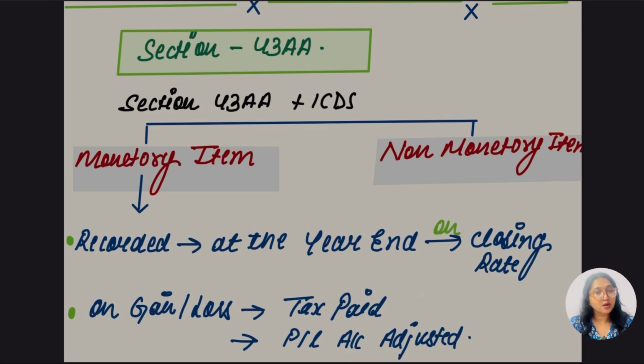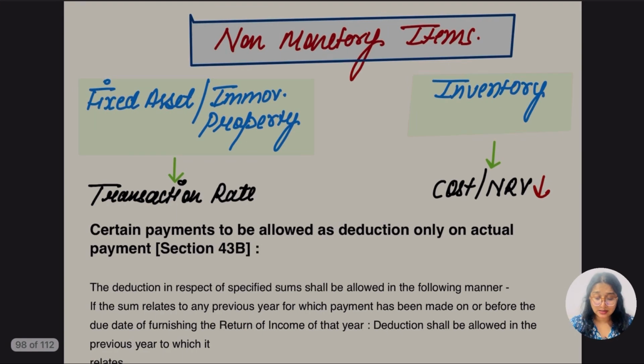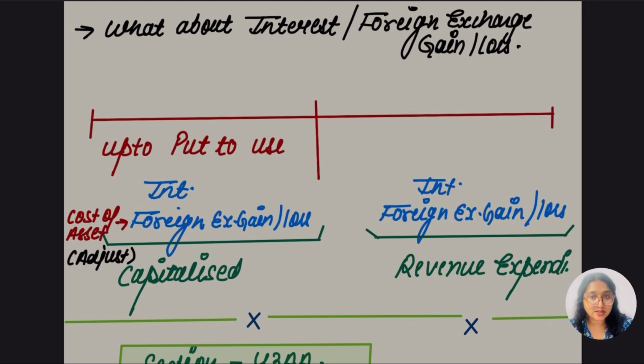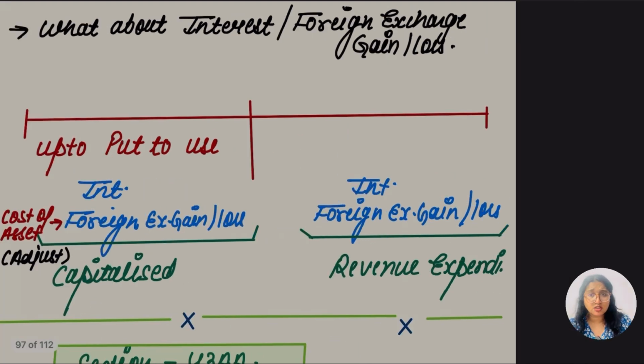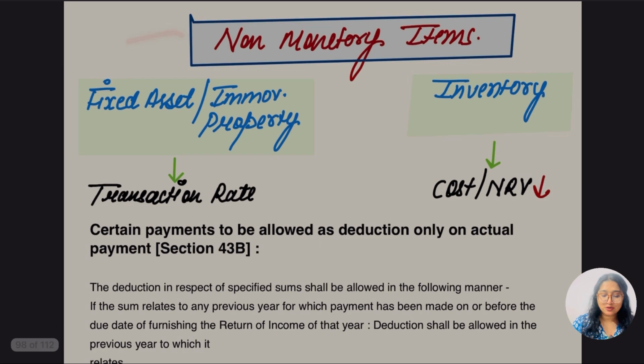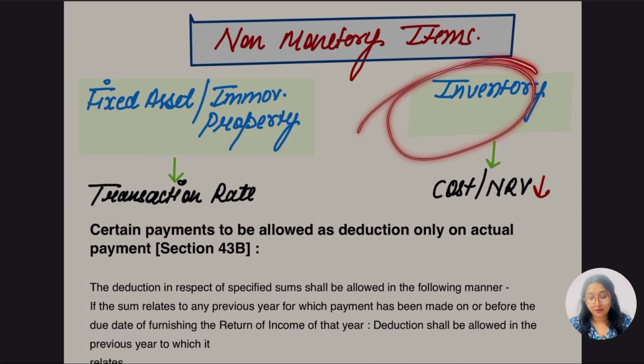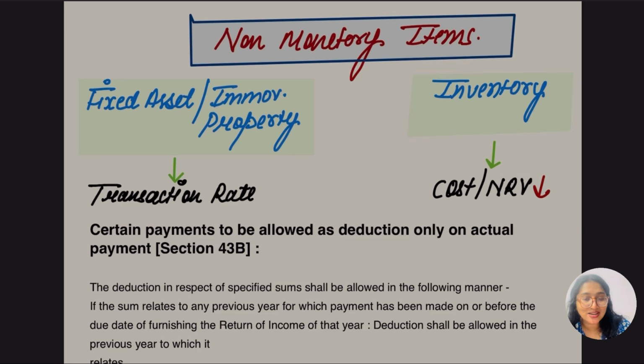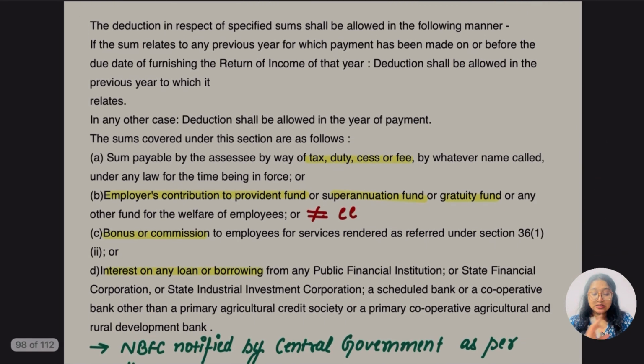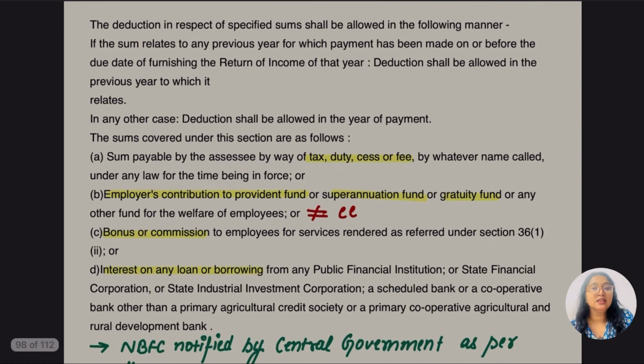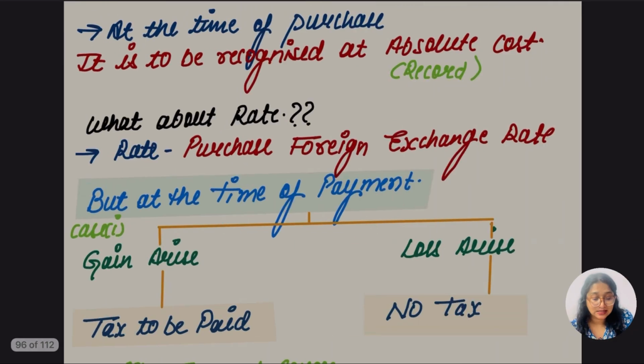Definitely, if a gain arises, tax is to be paid, okay. Then adjustment is to be done in the P&L, okay. If not, nothing needs to be done, okay. Then let's go for the non-monetary items for 43AA and ICDS. For the fixed asset and immovable property, let me say it again, for the fixed asset and the immovable property, it's going to be recorded at what? The transaction rate. What about the inventory? We know this: cost or NRV, whichever is less, okay. This was all about 43A, 43AA and ICDS, okay.